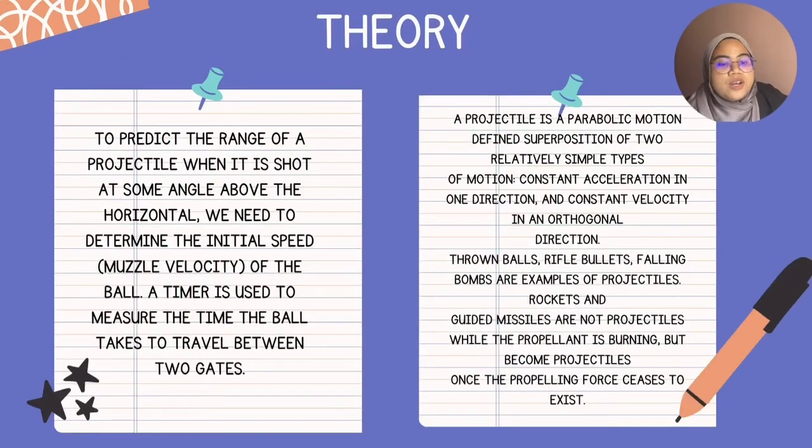So the theory is to predict the range of a projectile when it is shot at some angle above the horizontal. We need to determine the initial speed, which is the muzzle velocity of the ball. A timer is used to measure the time the ball takes to travel between two gates. A projectile follows a parabolic motion, defined as the superposition of two relatively simple types of motion: constant acceleration in one direction and constant velocity in an orthogonal direction. Rockets and guided missiles are not projectiles while the propellant is burning, but become projectiles when the propelling force ceases to exist.